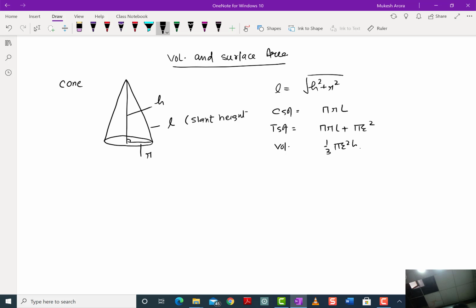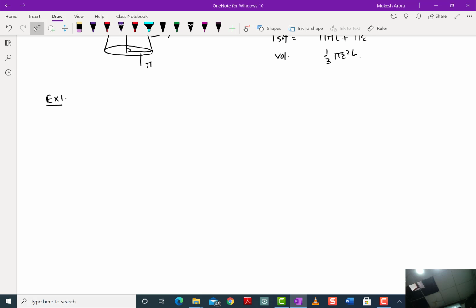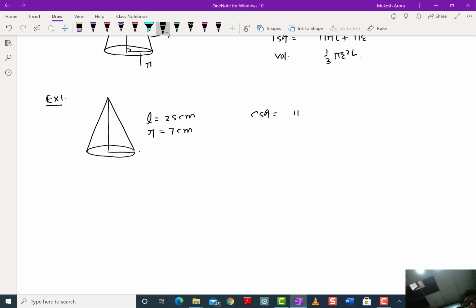Today we will discuss a few sums related to that. Example 1: find the curved surface area of a cone whose slant height is 25 centimeter and whose radius of base is 7 centimeter. So curved surface area is pi r L, 22 by 7 into 7 into 25. This is cancelled. So the answer will be 550 centimeter square.